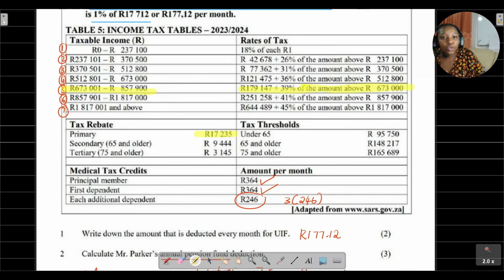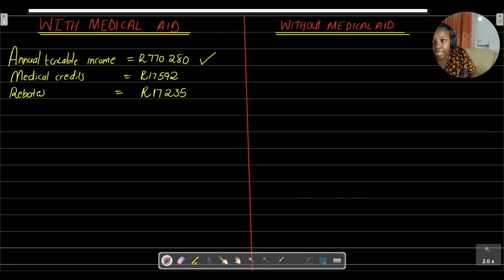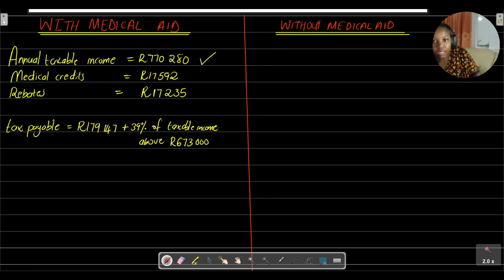So that means that we're going to use this formula here to help us calculate how much Mr. Parker needs to pay towards his tax, right? So then to calculate Mr. Parker's tax payable, this is before rebates, we all should know now, it's going to be that 179,147 plus 39% of the taxable income above 673,000. So remember, we've spoken about how we get this amount, if you've been listening in the video tutorials.